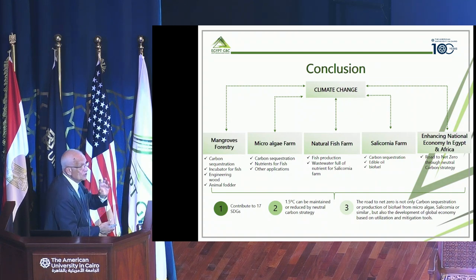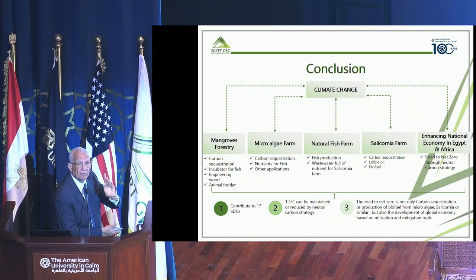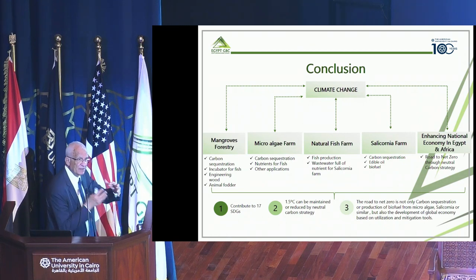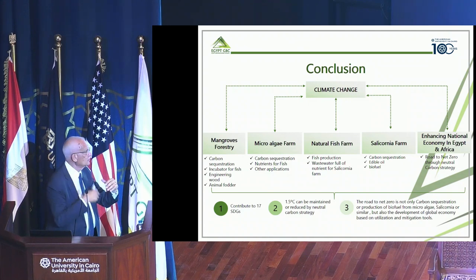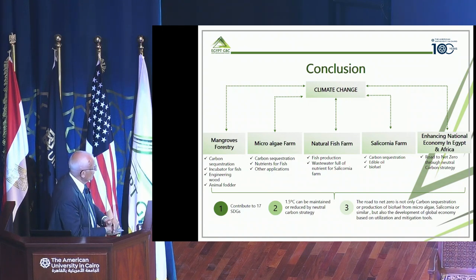And the most important part, the waste out of this fish farm can be used as a nutrient for a Salicornia farm, where you don't need water, you don't need any fertilizers or, by the way, pesticides. And by the way, this is already applicable. The only problem is to integrate all these islands together. And the Salicornia farm is a carbon sequestration, and can produce edible oil and biofuel, and this will enhance the national economy for Egypt and for Africa.